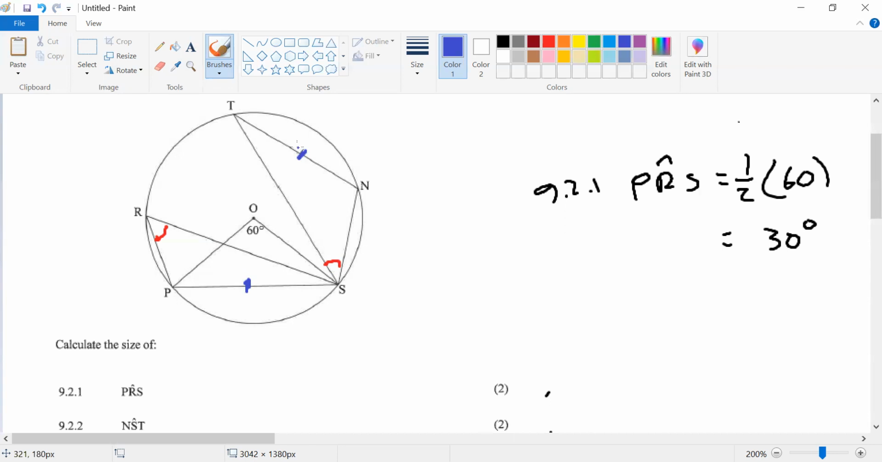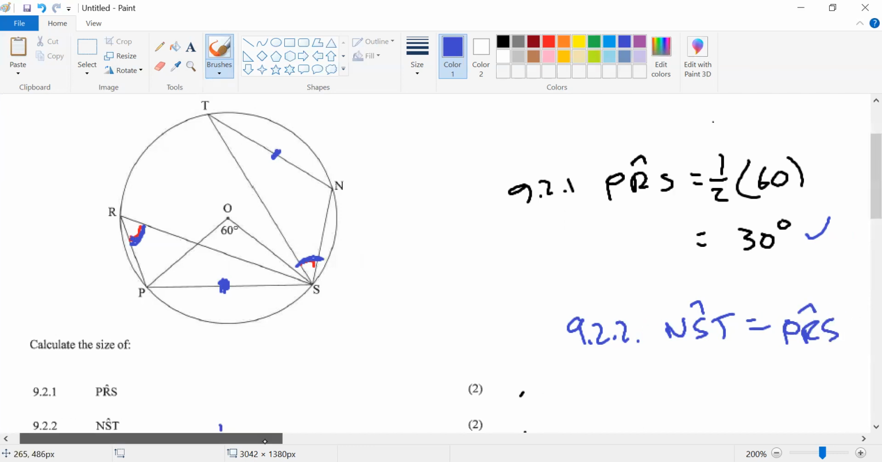So that means that the whole angle at center rule would still apply to this. And it also ties in with the angle subtended by equal chords theorem. If we take a look, this chord is creating an angle at the circumference that we just calculated to be 30. And a chord that is equal in length has created another angle here, which we know is going to be equal to the angle for the other chord. So what we can say simply is that for 9.2.2, angle NST is equal to angle PRS.